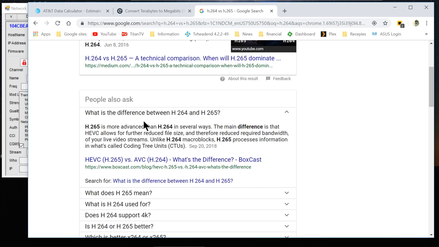So here it is. It says, what's the difference between 264 and 265? 265 is more advanced than the 264 in several ways. The main difference is that HEVC, that's what they call the 265, allows for further reduced file size and therefore reduced required bandwidth of your video streams.